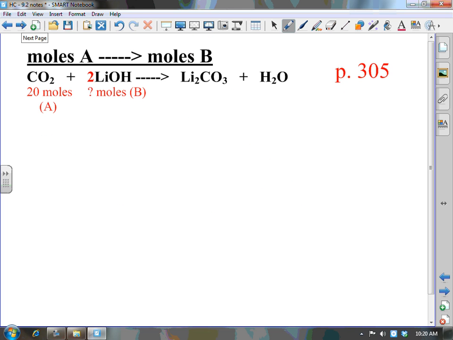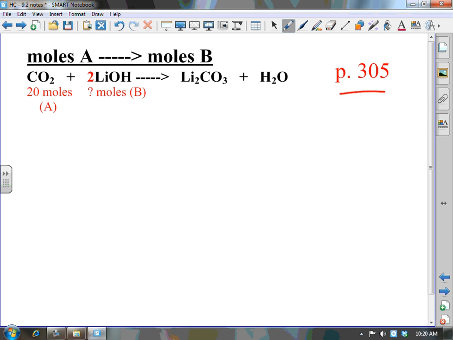The first one that we're going to look at is the simplest one, but it's probably the most important. Moles to moles. So you're going to hear me say that phrase. Hey, this is a mole to mole problem. So if we look here, this is the sample problem they have in section 1. And the very first sample problem on page 305.